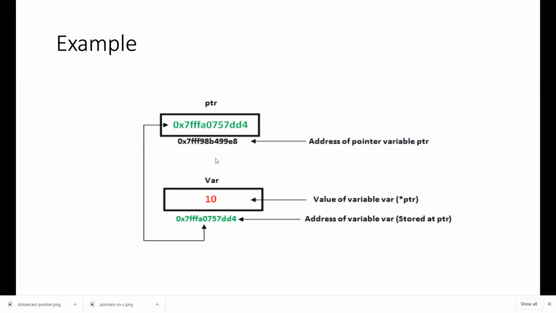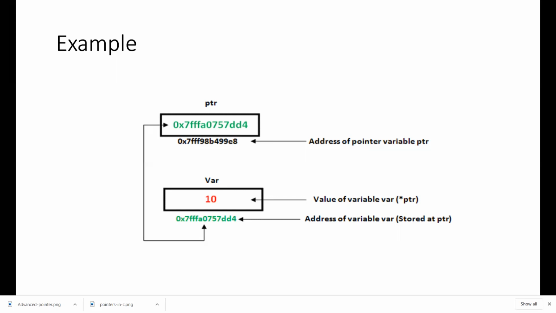See, PTR is equal to ampersand of VAR. PTR is a pointer variable. PTR is equal to ampersand of VAR. Then the value of VAR is 10, and this address and this address are the same. So the address of VAR has been held by the PTR, and PTR also has some hexadecimal address as well. So that is the concept of pointer.